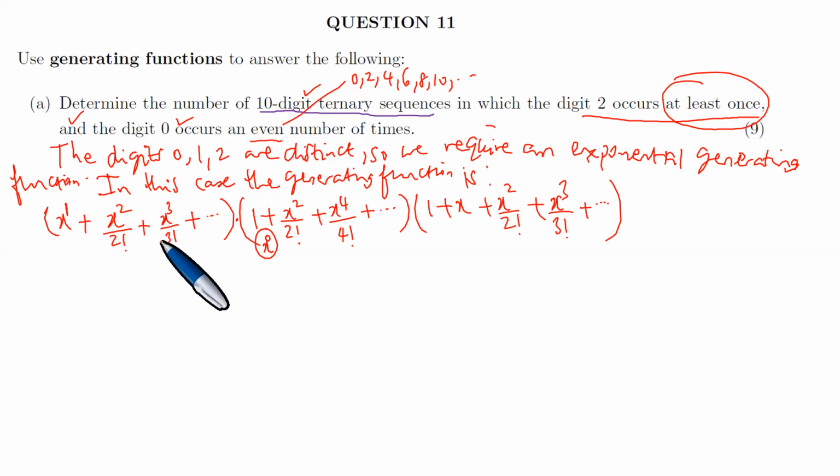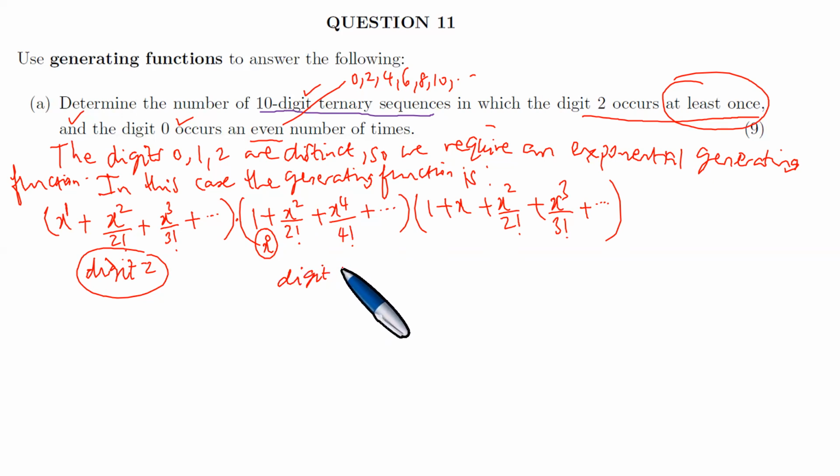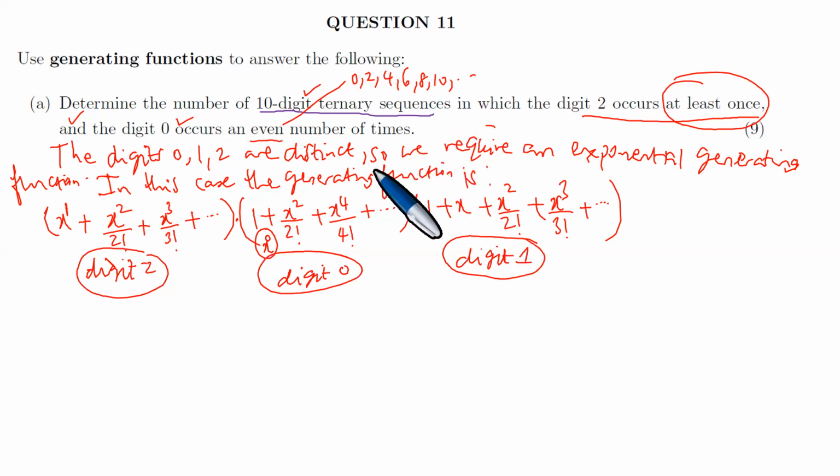So this one takes care of what? This one takes care of the digit 2. It was mentioned first. This one takes care of the digit 0. And this one takes care of the digit 1, because we're dealing with ternary sequences, and the ternary sequences would have zeros, ones, and twos.